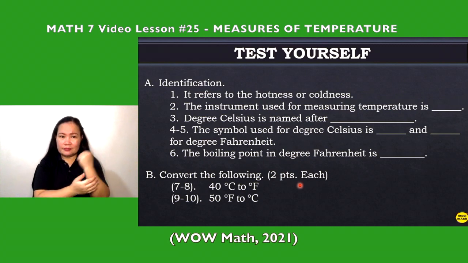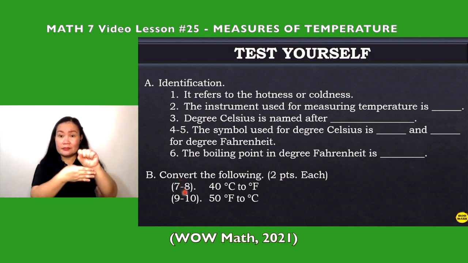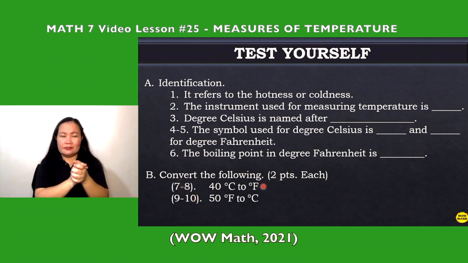Okay, so here are the answers. So you have 10 items. So this is 1 to 6, and then 4 items here because this is 2 points each. So let's see if you get 10.